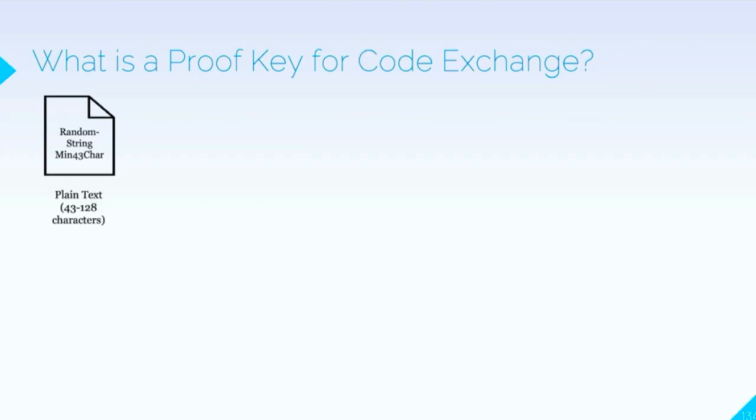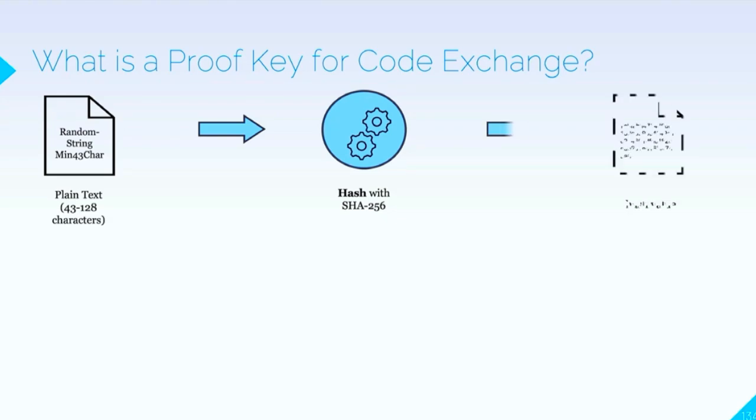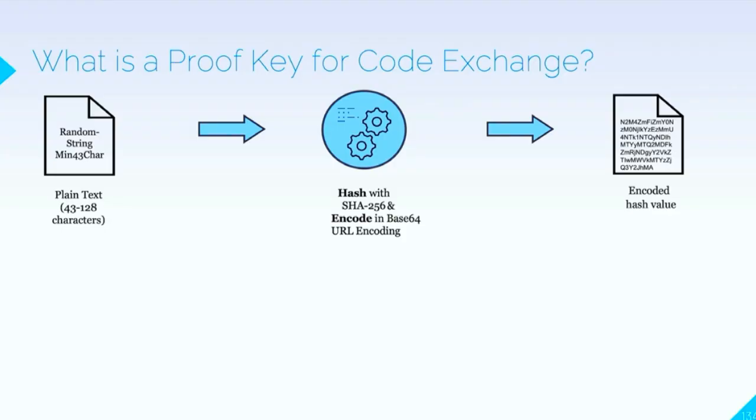The OAuth 2 client starts by generating a random string, which ranges between 43 and 128 characters. Next, the client hashes the string using a hash algorithm. The recommended standard for PKCE is SHA-256. This process results in a hash value. Afterward, the client encodes this hash value, giving us an encoded hash value.